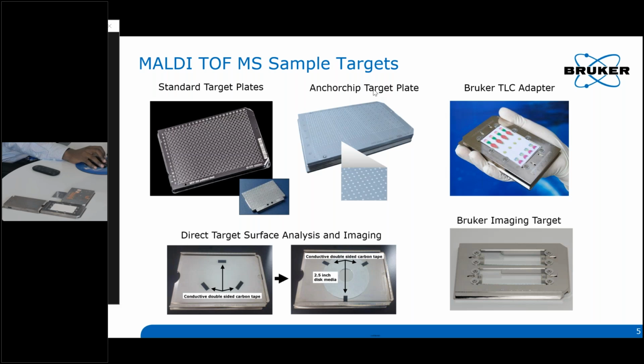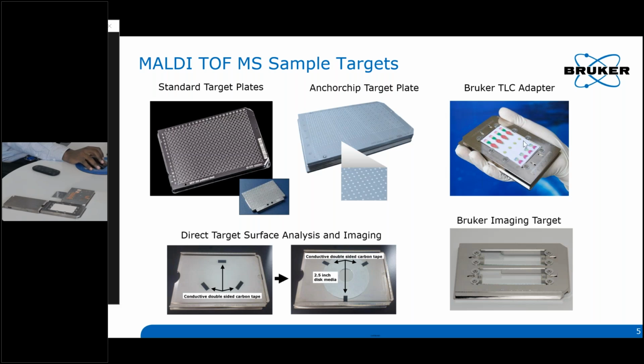And then next up, we have the anchor chip target plate, which helps you concentrate your sample in a very small surface area. What that helps with is it increases the sensitivity by several orders of magnitude. In cases where you weren't able to see anything, you spot it onto the anchor chip target plate, and you get a much better signal from it.